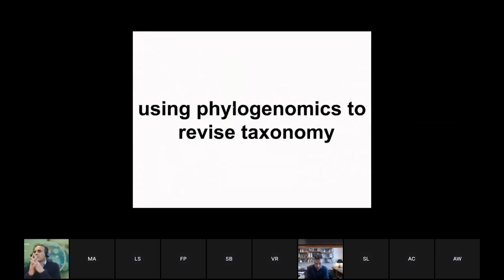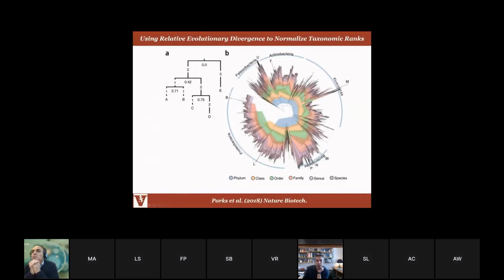All right, and so in the last minute or so, I want to discuss how we use phylogenomics to revise taxonomy. This is an approach that we borrowed from the bacterial literature. Parks and their colleagues in Phil Hugenholtz's group developed an approach that measures the relative evolutionary divergence. So if at the root of your tree there is no divergence and at the tip there is a divergence of 1, we can go and, for each individual node, calculate the evolutionary divergence and then compare how this evolutionary divergence at different nodes scales with taxonomic rank.